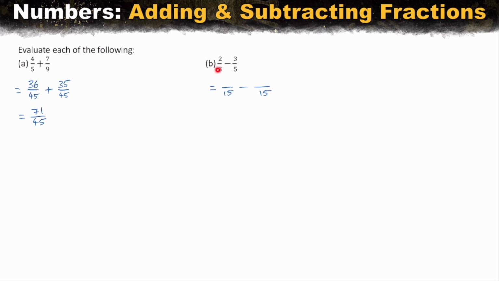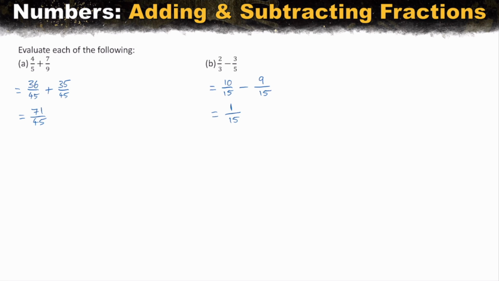So to get 3 to 15, I'd need to multiply by 5. So it means I need to multiply the 2 by 5, which is going to be 10. We also need to look at this one. So 5 to 15, we need to multiply it by 3. So we need to multiply the top by 3, which is 9. And now what we do is we keep the denominator the same, and we subtract the numerators. So we go 10 subtract 9, which will leave us with 1 left over, which is 1/15.